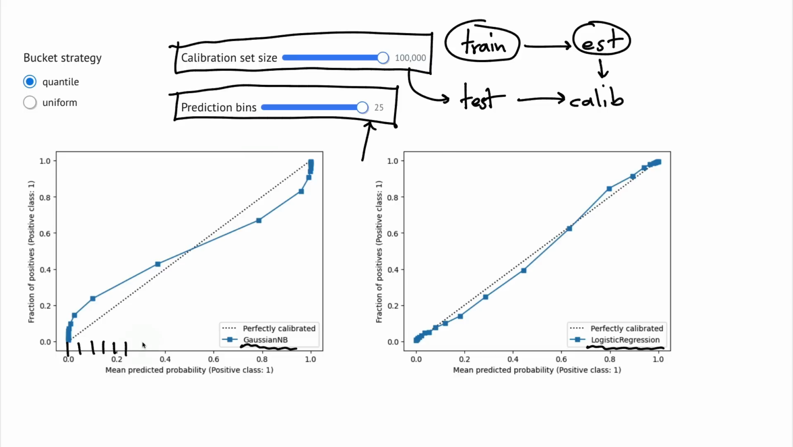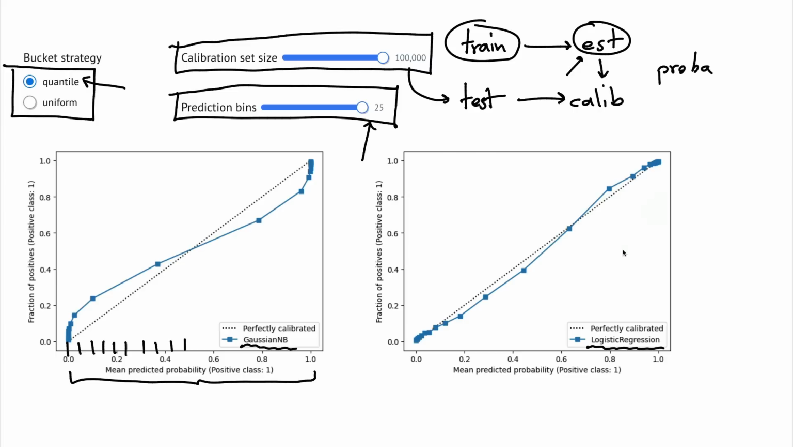What I'm drawing over here is a bit of a uniform distribution, where I draw uniformly over the x-axis over here, but you can also choose to use the quantile strategy instead. That's what's currently selected, and this will allow you to have these bins be determined by the distribution of the predictions that come out of this estimator over here.